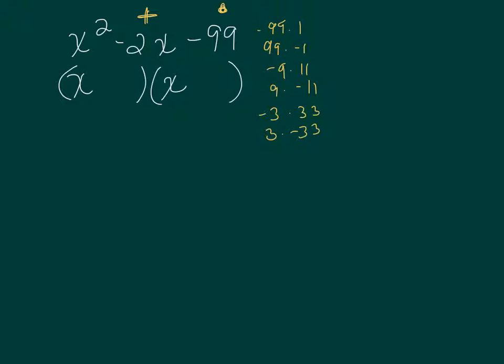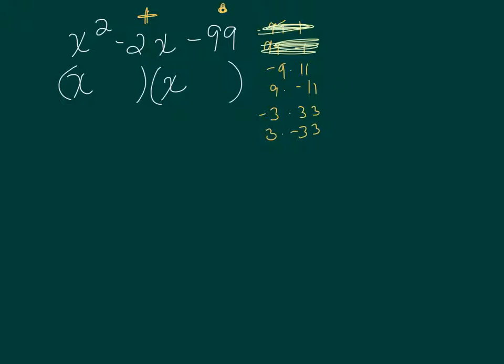So negative 99 times 1 is negative 99, but negative 99 plus 1. Now remember, when you're looking at finding a negative 2, you're adding these together. So negative 99 plus 1 will be negative 98. That's not going to work. 99 plus negative 1 is going to be 98. That's not going to work.